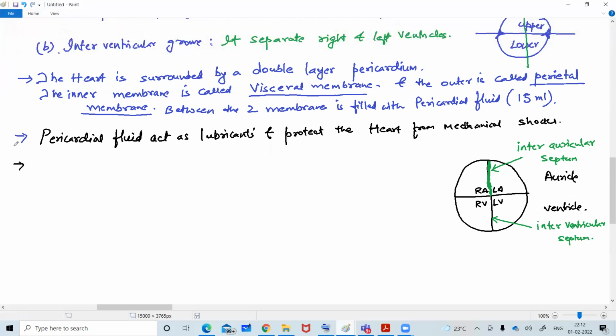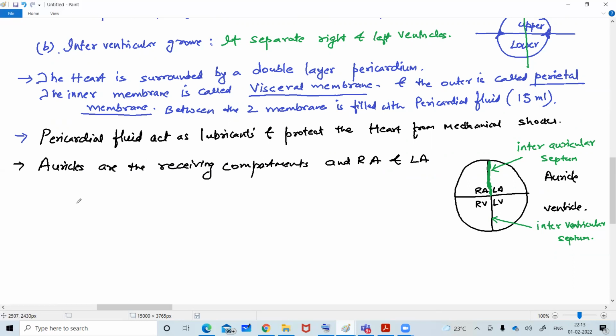So we'll write the same point here, saying that auricles are the receiving compartment because they are going to receive the blood. This is the first chamber of the heart which receives blood. That is why I am calling it a receiving compartment. Right auricle and left auricle are separated by interauricular septum. Right? I will underline the terms also.